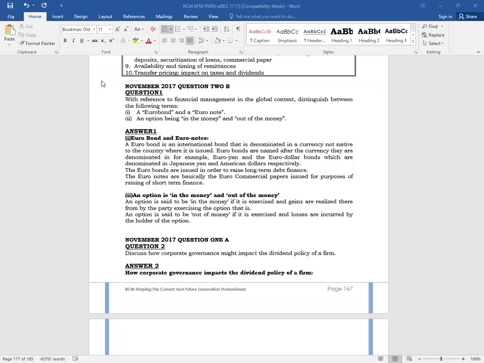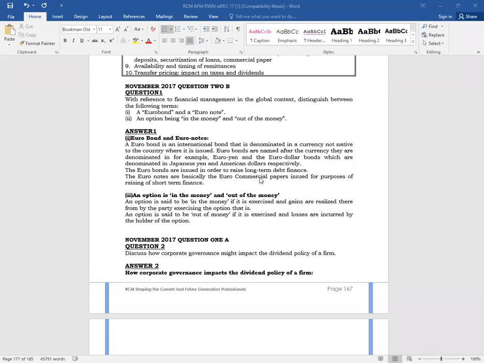How about this one, ladies and gentlemen? Very important: an option being in the money, and an option being out of the money. No, I will not send you any handout after, Mary. I'm sorry. Take screenshots.